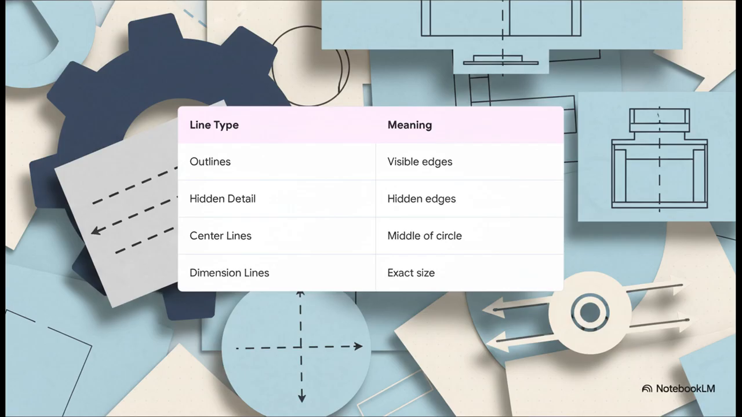Center lines show the exact middle of a circle or a hole. And dimension lines, they always have arrows at the ends to show the exact size or measurement of a part, making sure it gets built to the perfect scale.